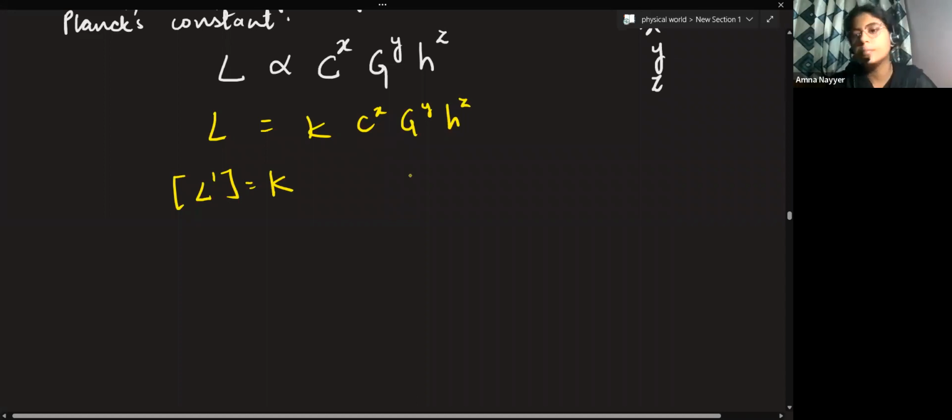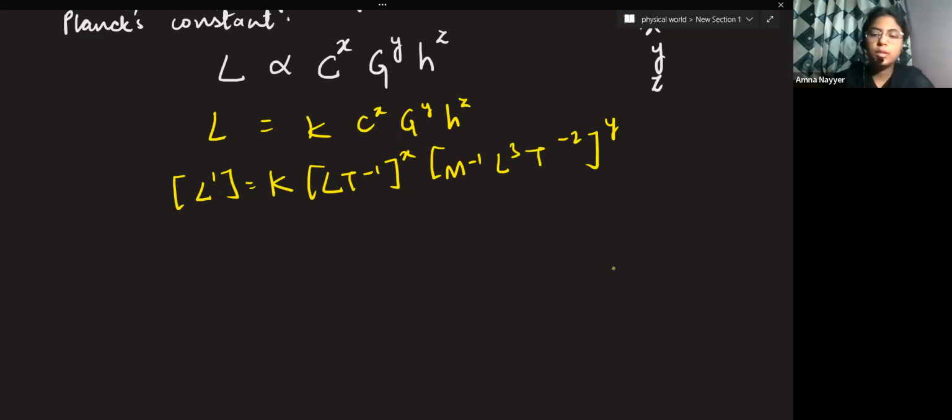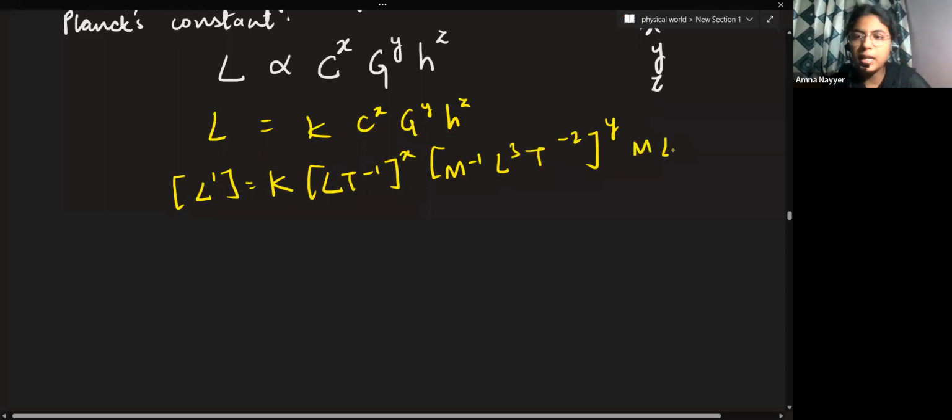C is what? Speed. Speed is LT to the power minus 1, means length by time, whole to the power x. Gravitational constant, this is M to the power minus 1, L to the power 3, and T to the power minus 2. This is your gravitational constant's value, whole to the power y. And Planck's constant is what? Planck's constant is energy divided by the frequency. So it will be M L squared T to the power minus 1, whole to the power Z. This will be your Planck's constant.